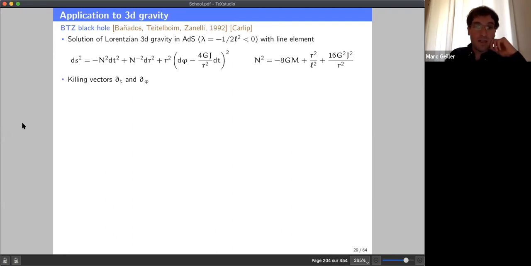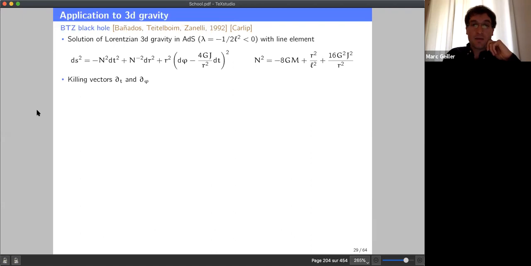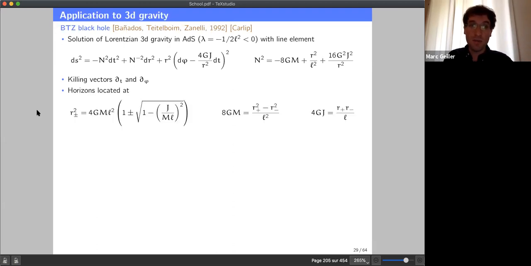You can see that this metric has coefficients which don't depend on t and phi. So you already know that there will be Killing vectors ∂t and ∂phi. We want to go back to them later. One thing that we should also mention is that because this is three-dimensional gravity, all the spacetimes have constant curvature. So these black hole solutions are not like in the four-dimensional case, which have a curvature singularity. They don't have a curvature singularity, but they have a horizon, as one can explicitly check. Interestingly, these horizons have thermodynamic properties, which is why people have used these 3D black holes to get insights into the physics of 4D black holes.